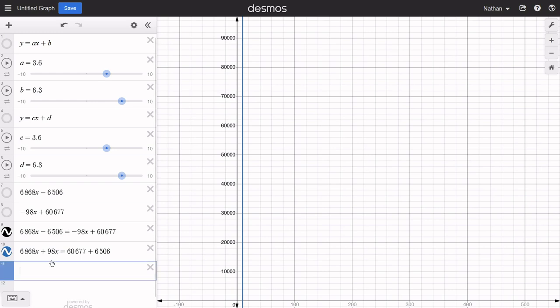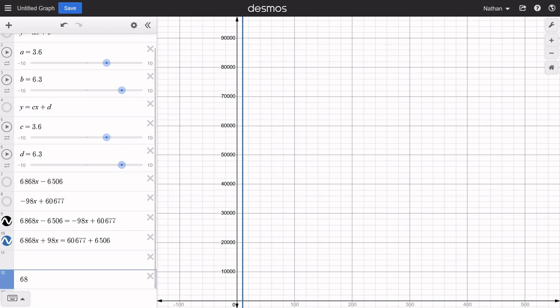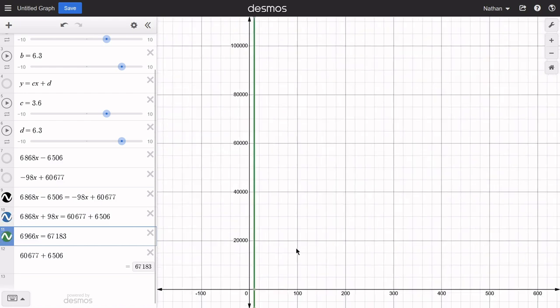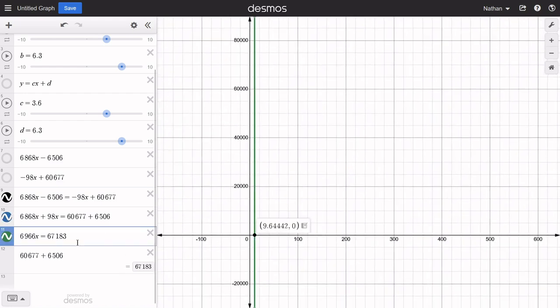Now I can combine the two expressions, 6868 plus 98, and then 6677 plus 6506. Once again, green, blue, and black all overlap here, so I know I haven't changed anything. We still get the same solution point there.